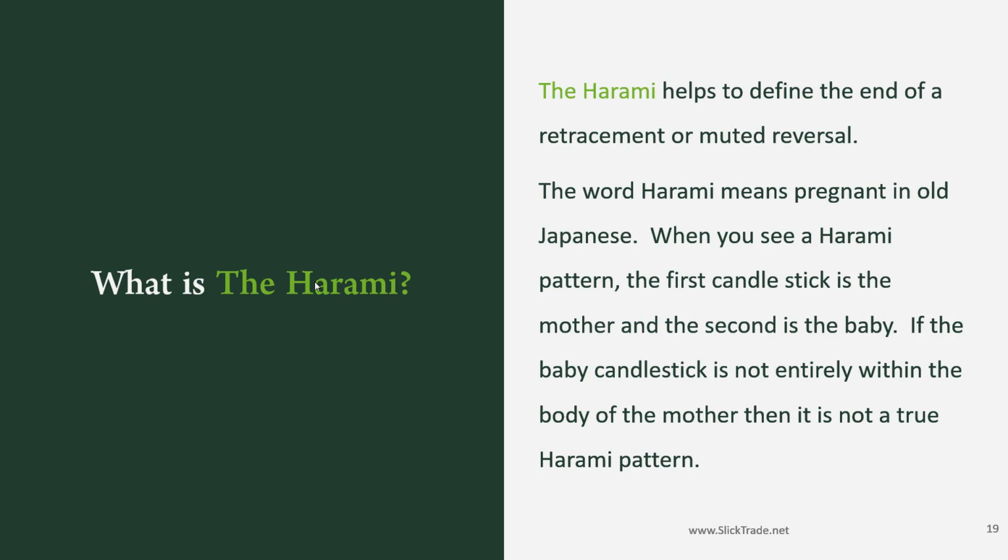So, what is the Harami? The Harami helps to define the end of a retracement or muted reversal. The word Harami means pregnant in Old Japanese. And when you see a Harami pattern, the first candlestick is the mother, and the second is the baby or child. If the baby candlestick is not entirely within the body of the mother, then it is not a true Harami pattern.